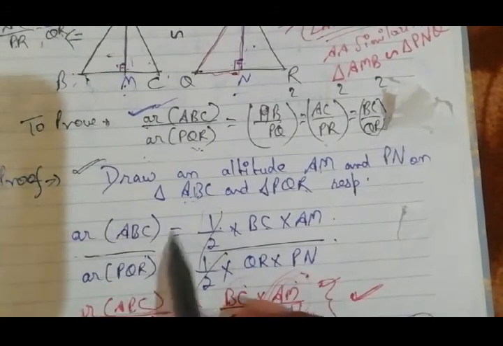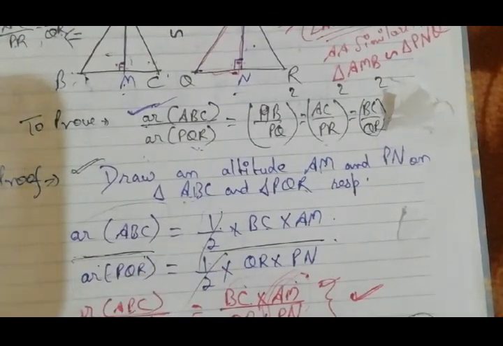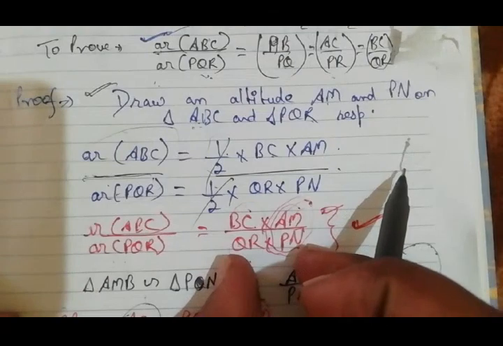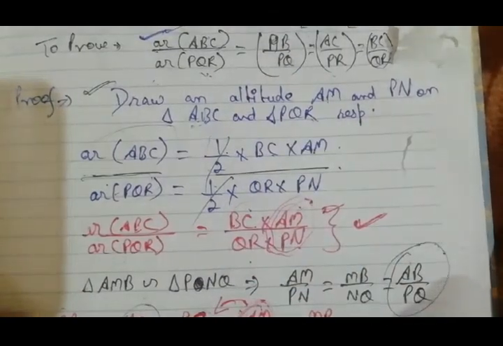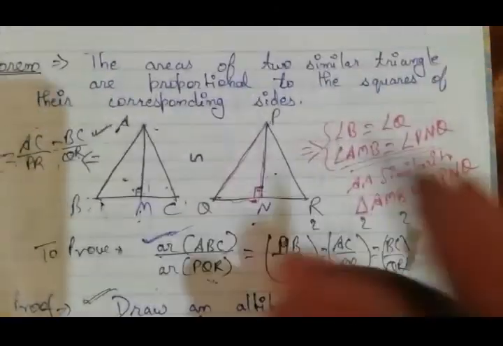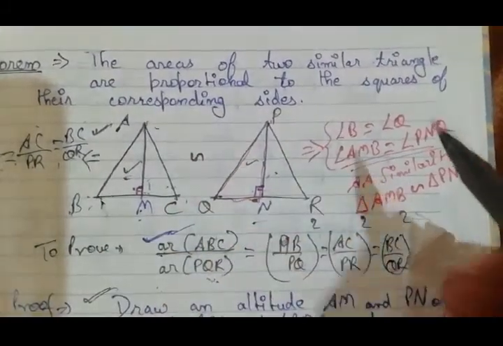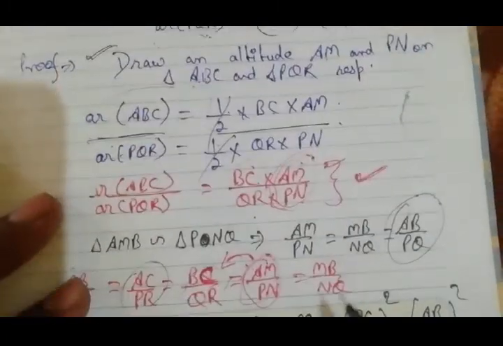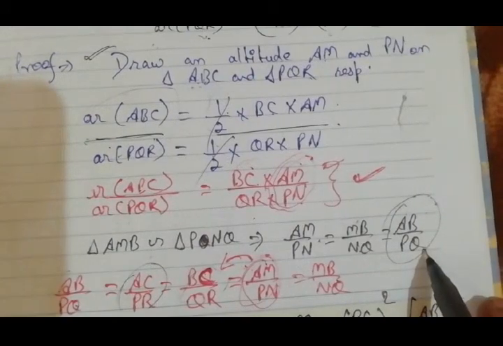Now if we want the ratio of these two areas, we divide them. By division, 1/2 and 1/2 will cancel out, and this is the conclusion that we have. Now in place of AM upon PN we want BC upon QR. For proving that, we have taken these two triangles AMB and PNQ. Now if these two triangles are similar, we can say that AM upon PN is equal to MB upon NQ is equal to AB upon PQ.